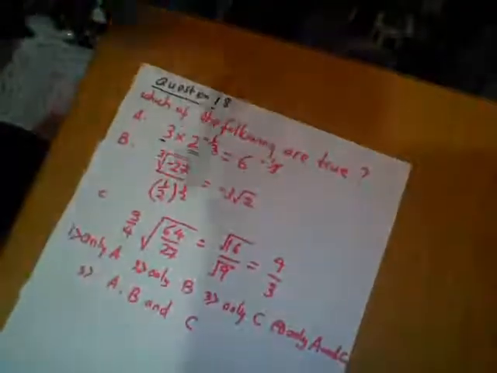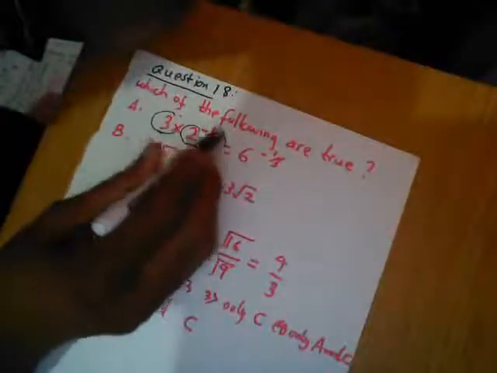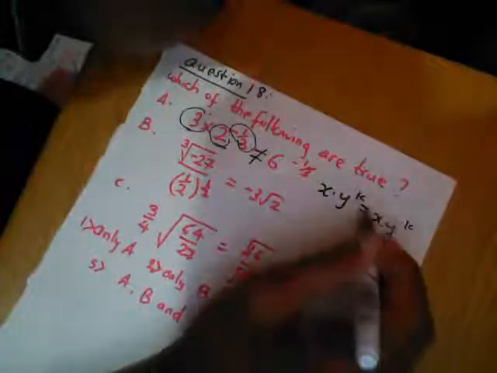They say, which of the following are true? This is not true, as you can see here. This number has a power, so you cannot multiply only this number and this one and leave the exponential. Just by looking, it's not true. If somebody gives you x times y power k, you cannot say xy power k. No, it's not true. You have to say it the way it is. You cannot multiply x times y, xy, and then put k. Never do that, please. So it's not true.